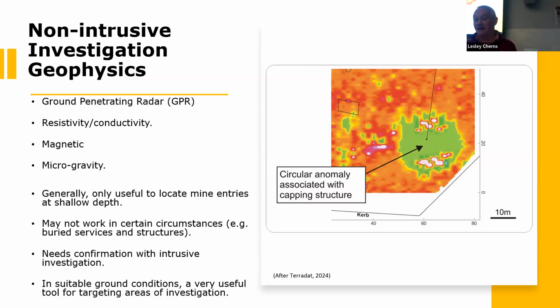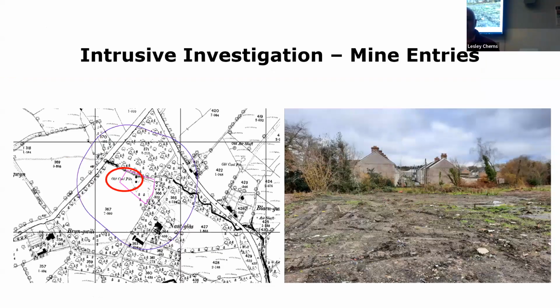We know exactly where they are, but you can't use geophysics to prove that because back in the 70s, somebody put a sewer straight across the top of the mine shaft, and that sewer will completely throw the physical properties of the ground, and the geophysics will just see the sewer. It won't see anything else. And geophysics has to be confirmed by intrusive investigation.